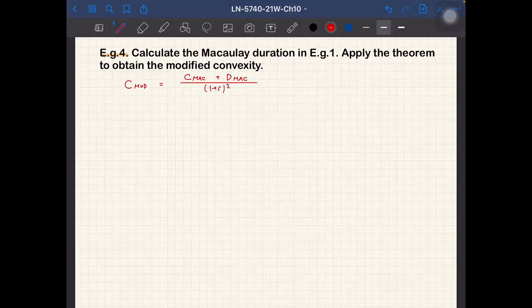And we have already calculated this in example 3. So now that we want to calculate this one, then also we can derive this one. So the left-hand side we derived with another method, but we can now double check if the modified convexity is correct. Okay, so at first, the Macaulay duration.